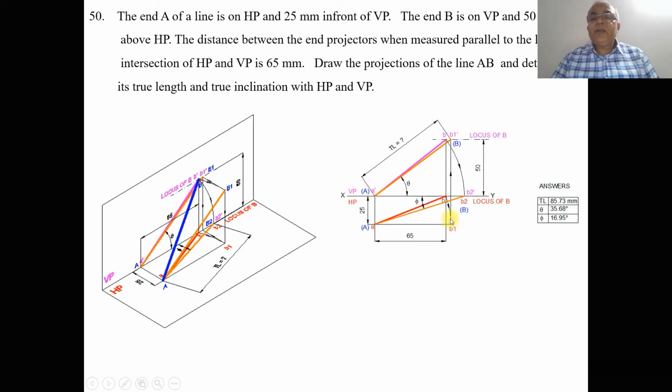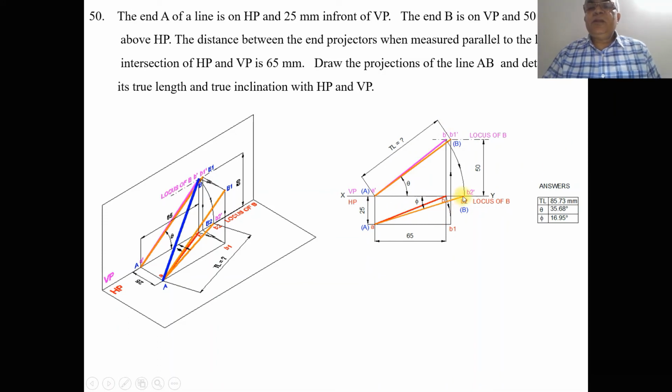You draw a vertical projector from the top view to the front view till it touches the locus of B in the front view, and you mark this point as B1 dash. Then, as this line AB1 is parallel to XY in the top view, this will be the true length. You mark this as capital B here. Then join A dash B1 dash with a little bit thicker line than the XY line, and you mark this angle as theta.